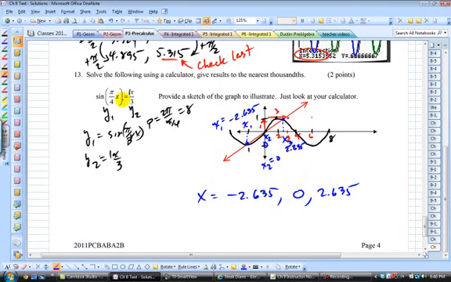And whenever you want to solve an equation like this, let the left side equal y1, the right side equal y2, intersect, and go for it.